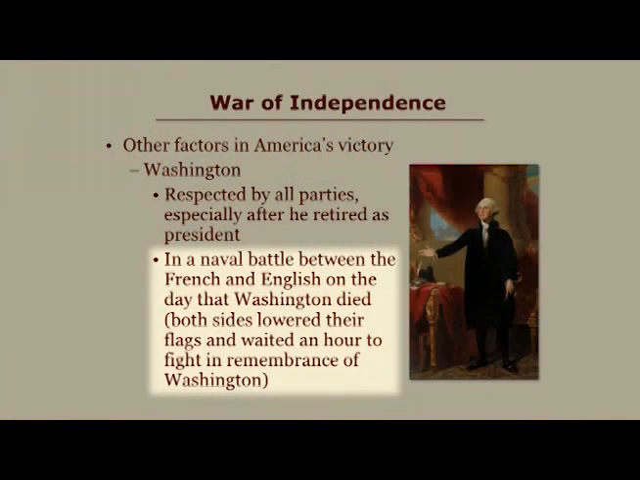Some people have said that Washington returning to his farm was one of the most important events in the history of the United States, because it meant that we would never have a king, because the precedent had been set by this great American, George Washington. In fact, he was so well liked that upon his death, a naval battle between France and England was stopped, and for an hour the flags were lowered in memory of George Washington. That's pretty good.